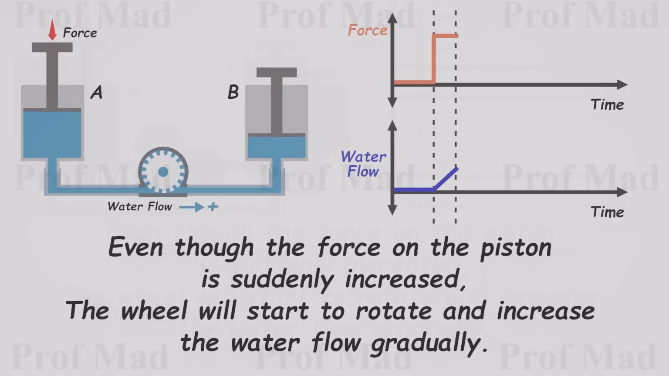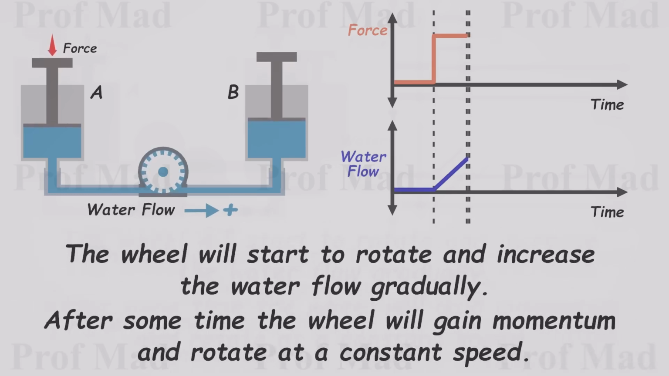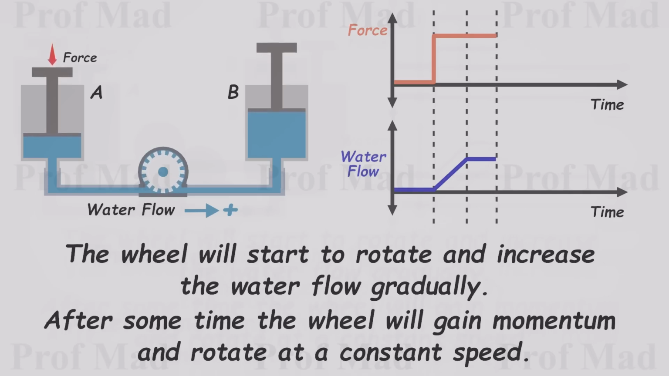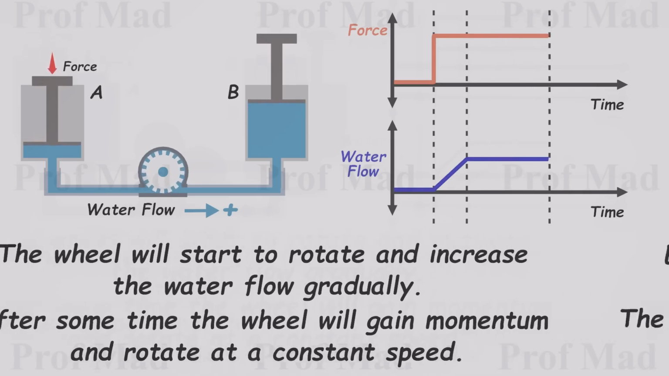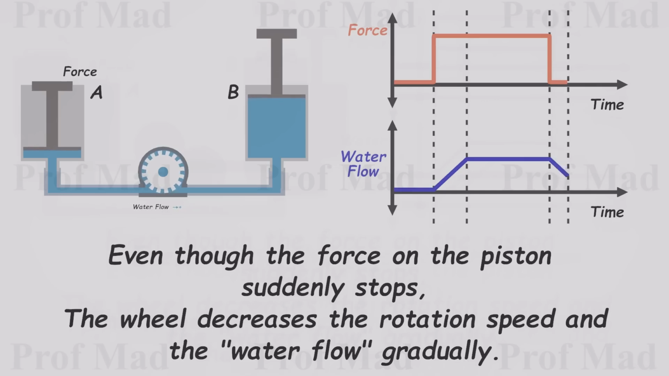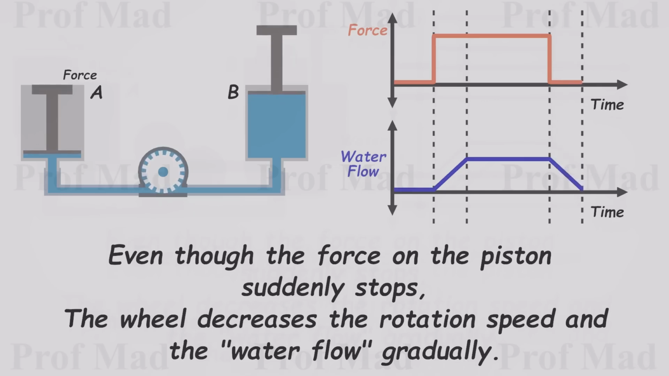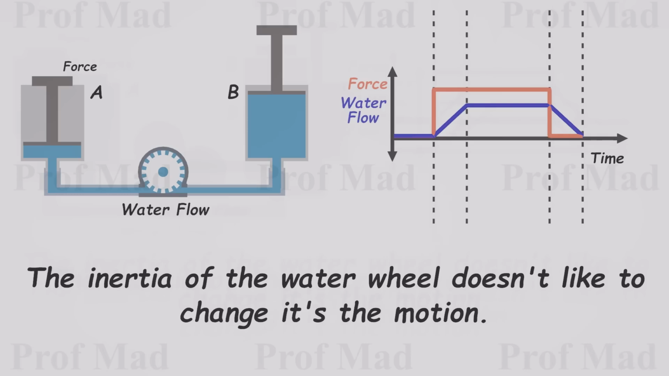Consequently, the wheel starts to rotate, gradually increasing the water flow. After a while, it reaches a constant speed. If we abruptly stop the force while the wheel is still turning, the wheel will attempt to maintain its rotation, causing the water flow to persist for a moment before gradually decreasing and eventually coming to a halt due to friction within the pipe. This behavior arises from the inertia of the water wheel, which strives to maintain a constant rotational speed.